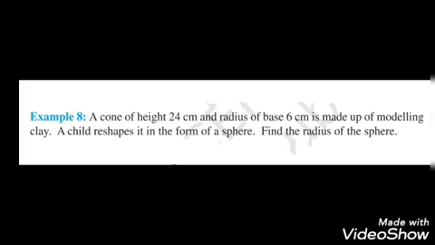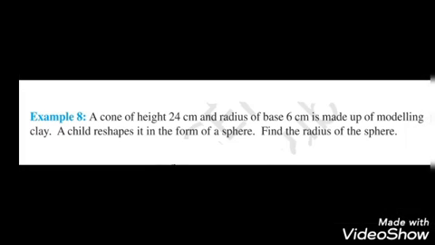Now we have to see the example on the basis of conversion of solid from one shape to another shape. Before, I explained that if one solid is converted into another one, the volume always remains the same. So this is the basic concept. In conversion of solid from one shape to another, volume remains the same. So here the cone can be reshaped into a sphere. We need to find out the radius.